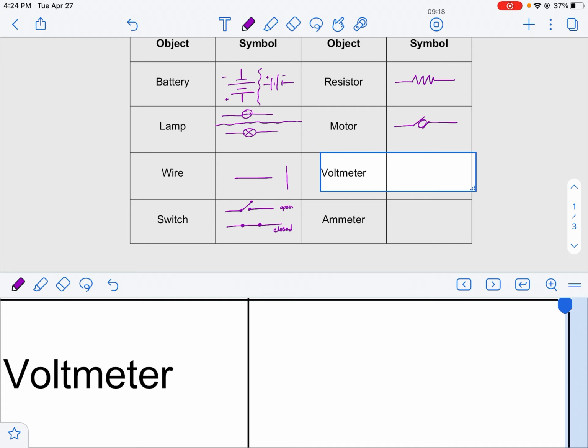A voltmeter is a device that measures voltage in a circuit. We're going to use those next week as well. So here's our voltage meter, a voltmeter, and it's just a circle with a V in it. The 2 lines are wires again.